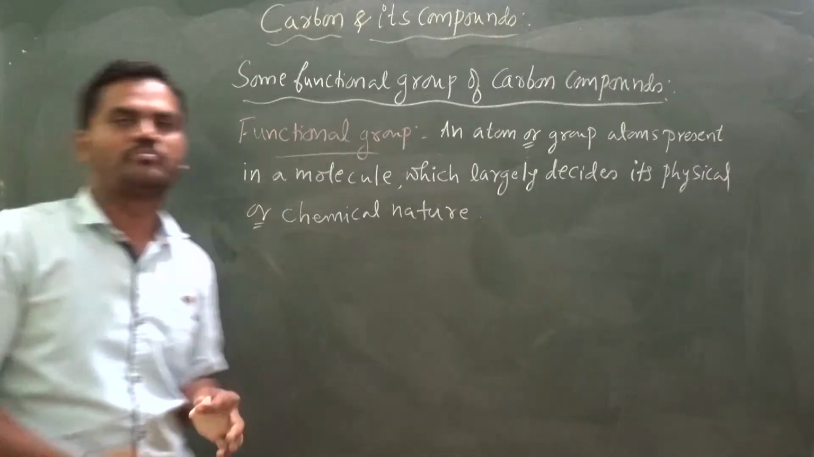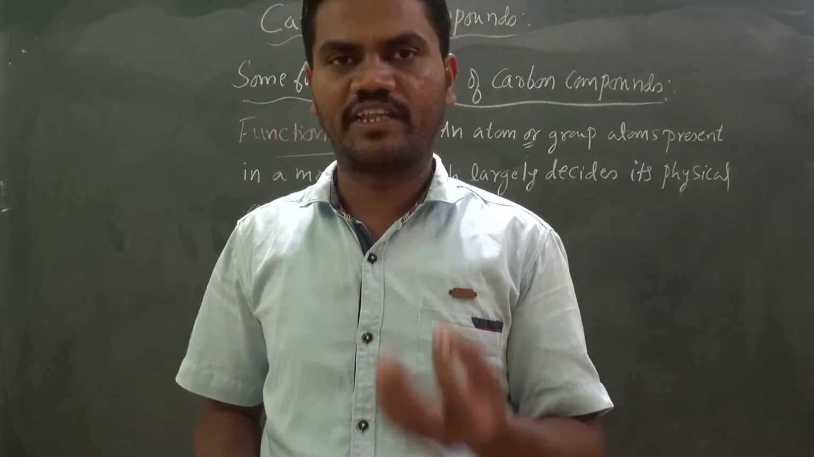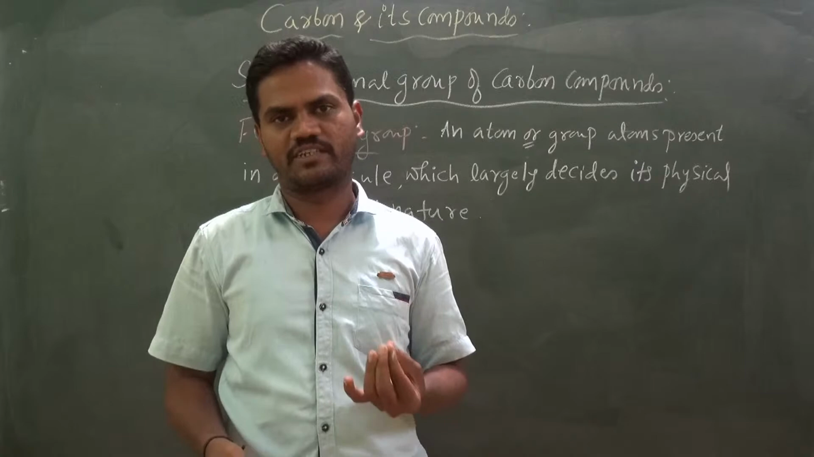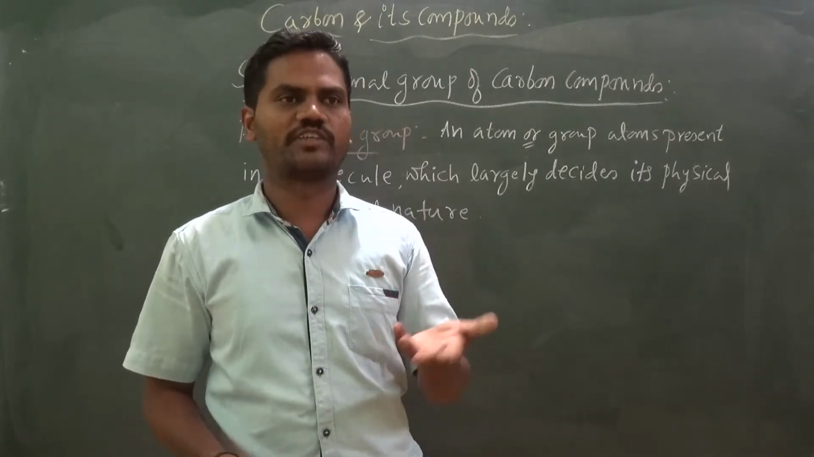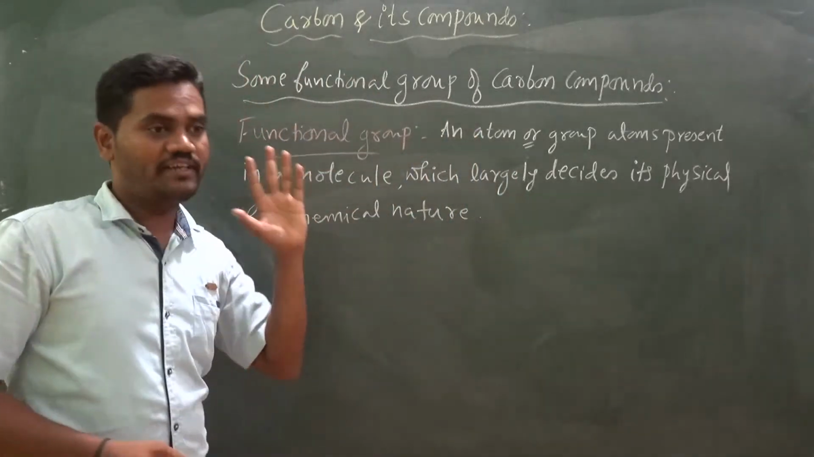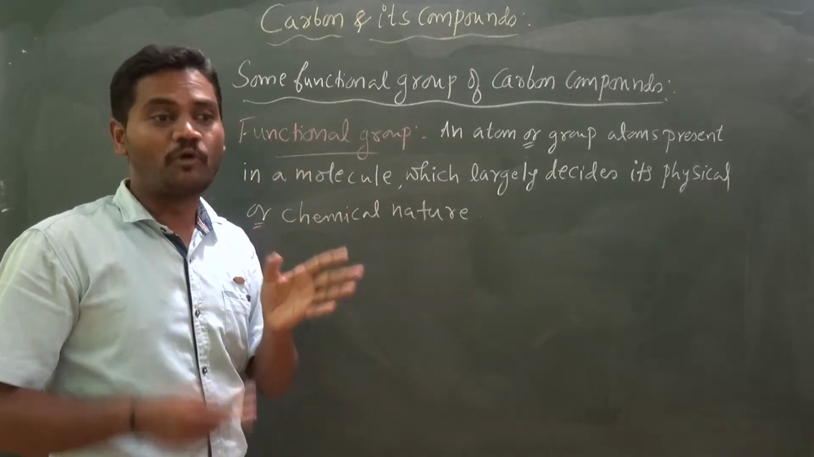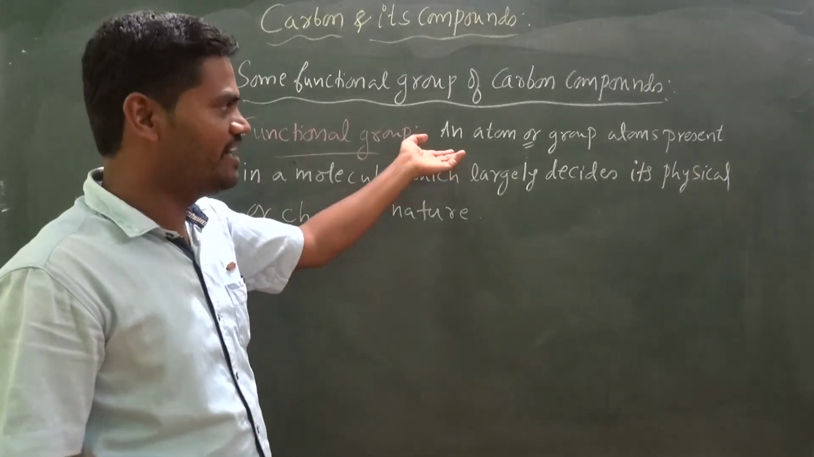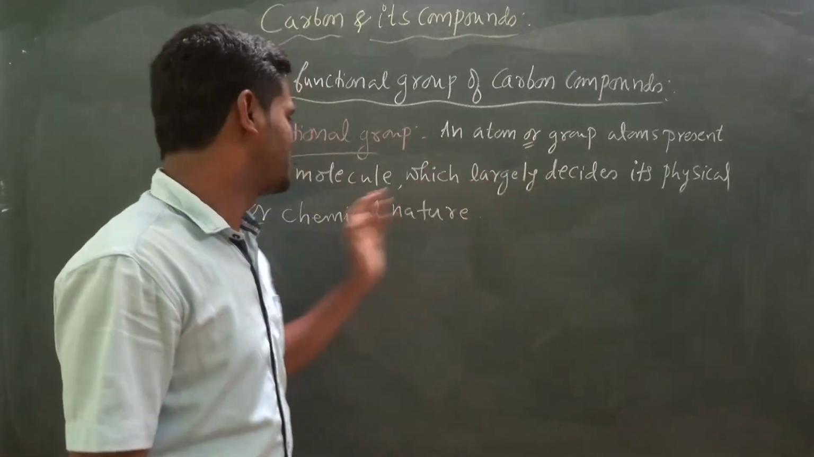Okay, a functional group may be alcohol, which is also a functional group. Then next one is aldehyde, which is also a functional group, and next one is ketone, next one is carboxylic acid, and there are so many varieties. Amine is also there, ester is also there. So these are the functional groups of carbon compounds. By seeing that organic compound, I can classify which category the compound belongs to. So that's the meaning of functional group: an atom or a group of atoms present in a molecule which largely decide its physical and chemical nature.